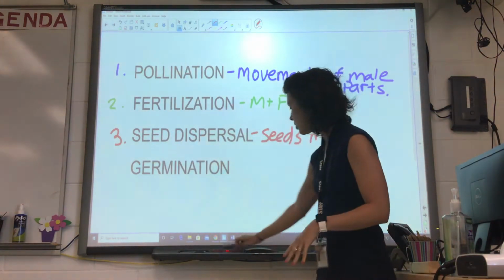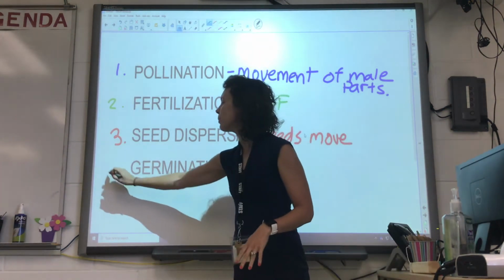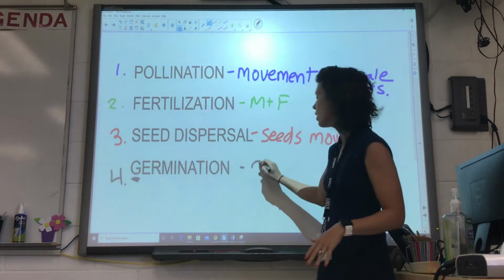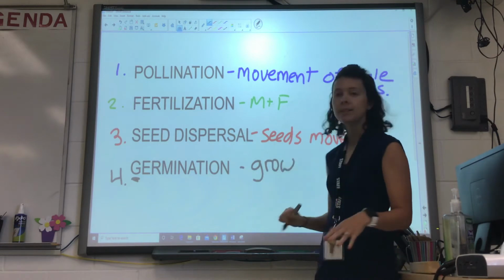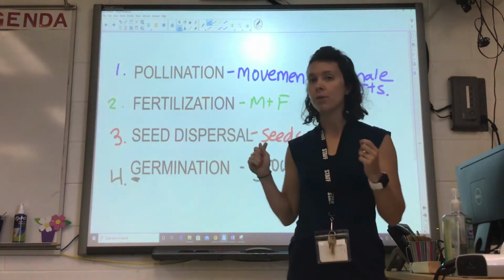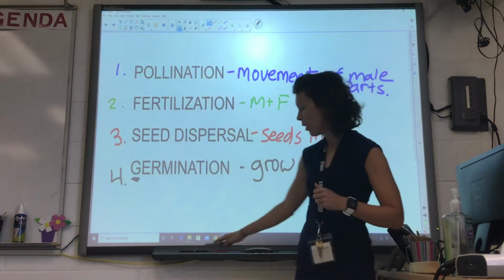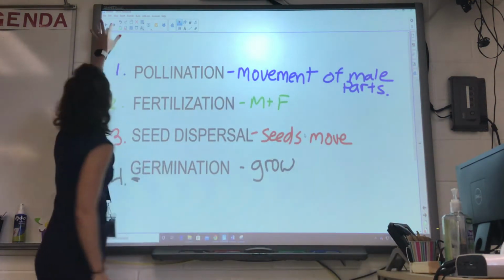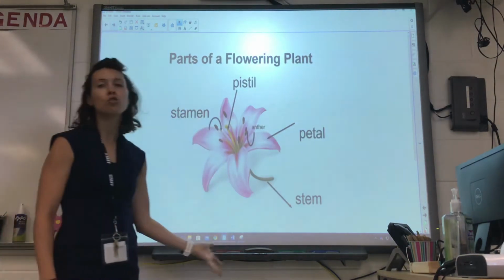After seed dispersal, we finally get that letter G. We get germination for grow. This is when we finally see some green, once that seed has cracked open and we get some growth, okay? So germination for growth. We're going to move on and we're going to look at the plant structure, okay?